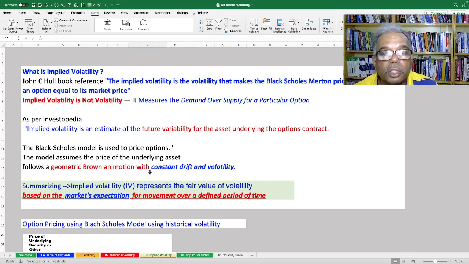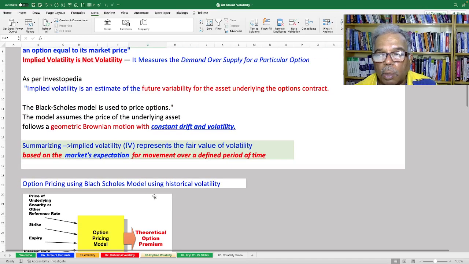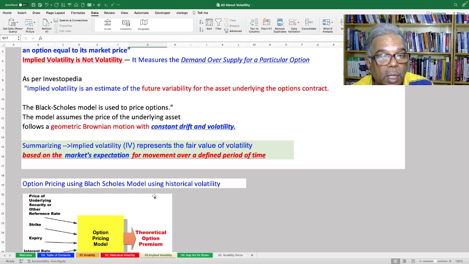So implied volatility is an estimate of the future variability of the asset underlying the option contract. The Black-Scholes option pricing model is used to derive implied volatility. One of the important assumptions of Black-Scholes is that the underlying asset follows a geometric Brownian motion with a constant drift and volatility. Summarizing, implied volatility represents a fair value of volatility based on the market's expectation for movement over a specific period. That means, based on the expectation of the underlying security's price, implied volatility gives a kind of prediction, a fair value of the volatility, of how the stock will behave.